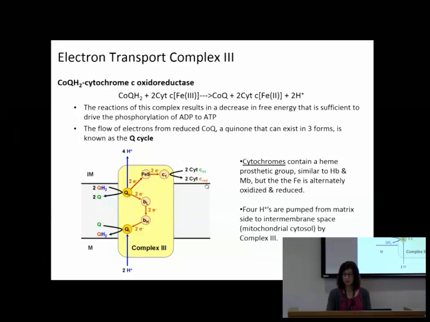The cytochromes are a group of proteins. They do contain the heme prosthetic group, but they're not meant to carry oxygen. All right? It's the same prosthetic group, but what the iron in the prosthetic is doing is being oxidized and reduced instead of carrying oxygen. That's kind of cool. It's doing double duty, that heme prosthetic group.